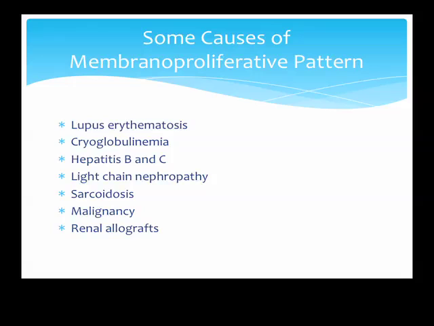Light chain nephropathy can do this. Patients with sarcoid occasionally will have this type of glomerular disease. Patients with cancer sometimes will have glomerular diseases producing this type of glomerular abnormality. And also this pattern of injury can be seen in some patients with renal allografts.